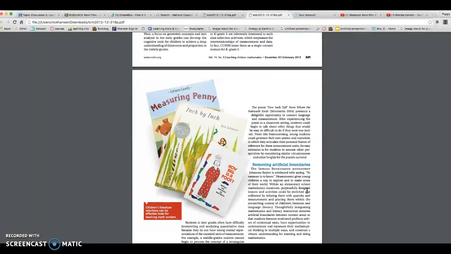So, removing artificial boundaries. Measurement gives young children a way to explore and to make sense of their world. And integrating mathematics and literacy instruction removes artificial boundaries between content areas so that students become motivated problem solvers of contextual tasks. They have opportunities to communicate and represent their mathematical thinking in multiple ways and construct a vibrant understanding for knowing and doing mathematics.